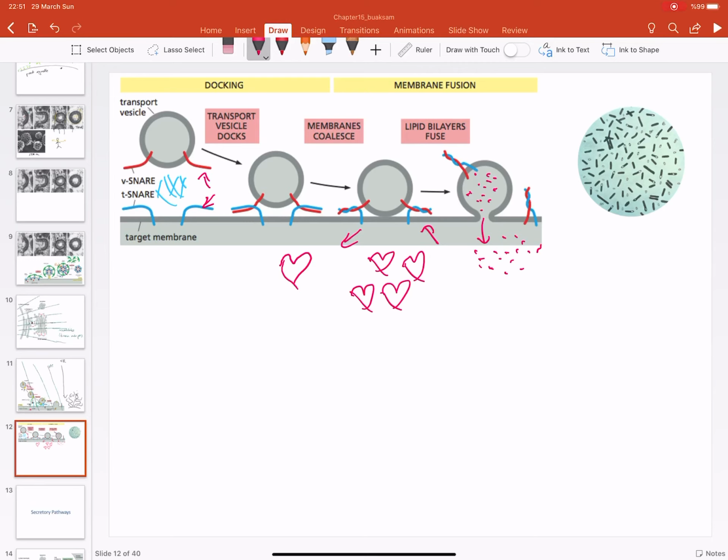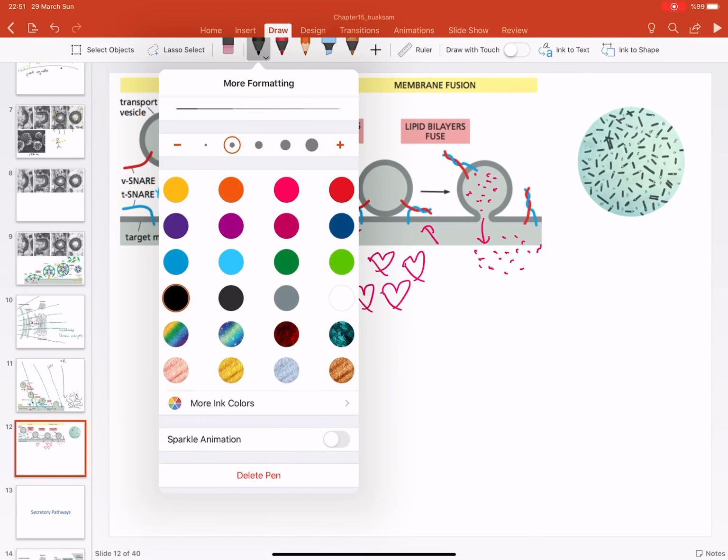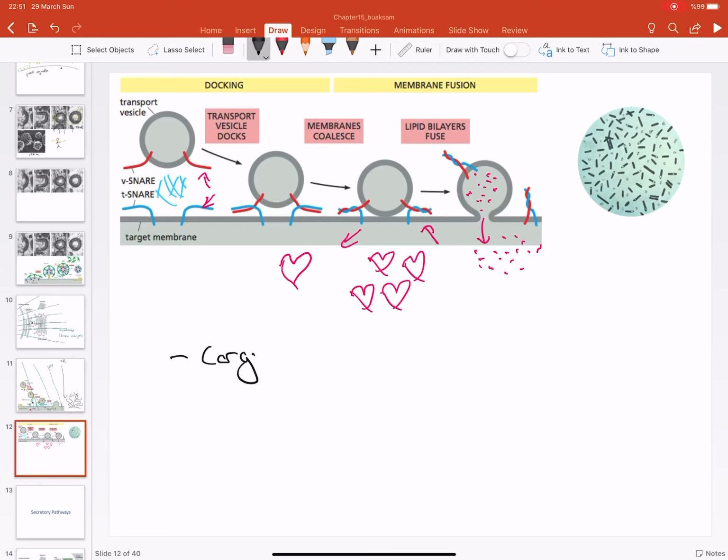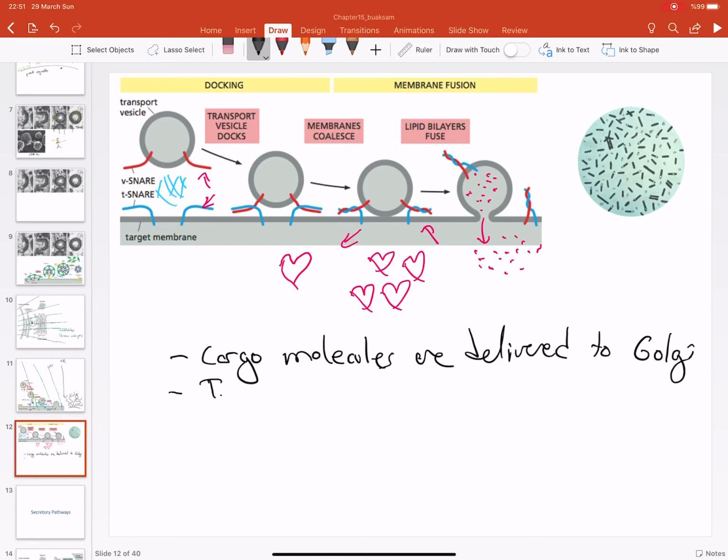So when this is done, two things happen. First, the cargo molecules are delivered to Golgi. Of course, this was the purpose. Second, the membrane is added to Golgi. So two things. Now this membrane from here to here is part of the Golgi, which means ER is a little bit smaller now and Golgi is a little bit bigger now.